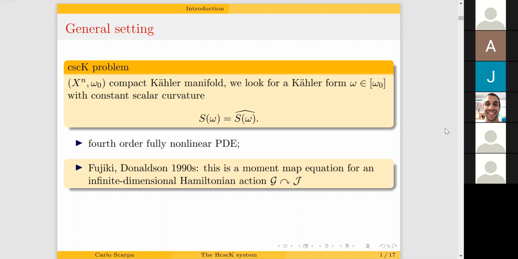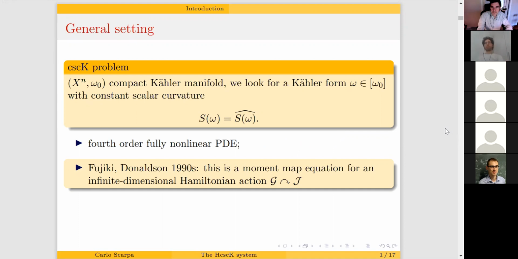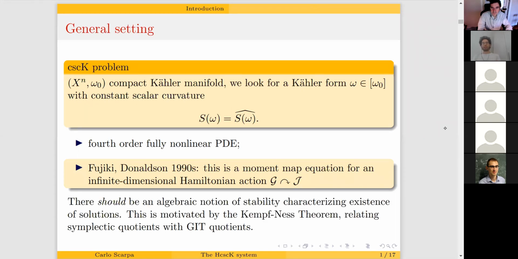The point of view we want to take is that of this remark by Fujiki and Donaldson, and they showed independently that this equation can actually be considered as a moment map equation for some infinite dimensional action. So we have an infinite dimensional Kähler manifold, this curly J here, and we have an action of some Lie group, also infinite dimensional, and this action is Hamiltonian, and we can realize the scalar curvature equation as a moment map equation like this.